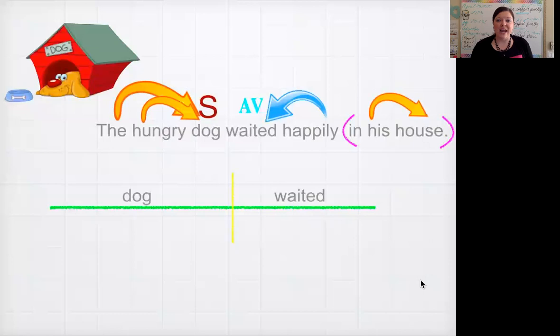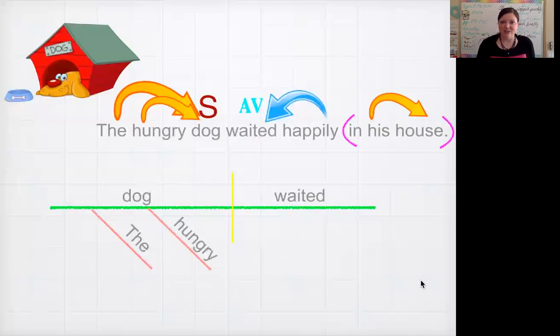Our verb, waited, goes on the right. Just like we talked about in last week's lessons, the and hungry will go underneath dog on a diagonal line because they come in front of dog and are describing dog. The will come first because it came first in the sentence.